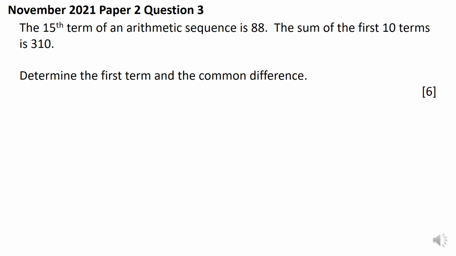Here is November 2021, paper 2, question 3, which is on sequences. I'd like you to pause the video and have a go at the question. When you're done, continue the video and I'll show you the solution. So pause the video now.